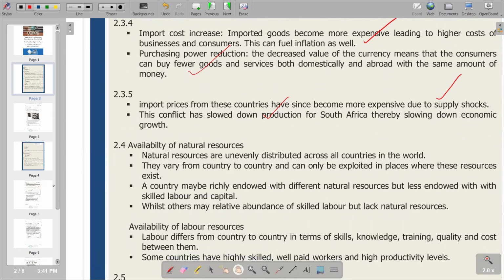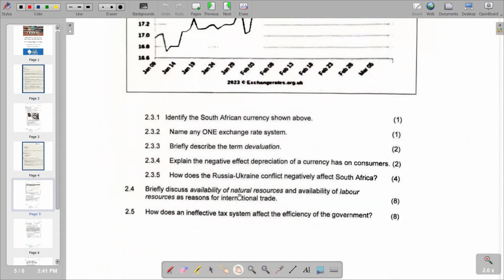Then moving on to the next part, it reads: briefly discuss availability of natural resources and availability of labor resources as reasons for international trade. I remember when we are talking about international trade, it's basically the interaction that takes place between nations, in terms of the exchange of goods and services between nations. So, how can availability of natural resources be a reason for international trade? It's because the way natural resources are spread around the world is different. Some countries have some resources, some do not. So those who do not have those resources would want to acquire them from other nations, so they engage in international trade.